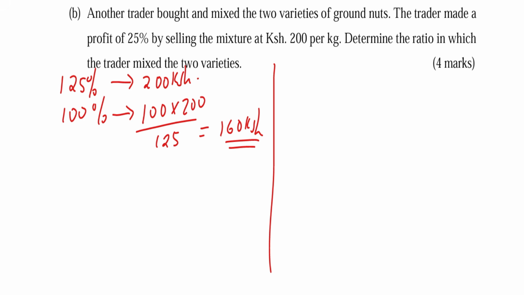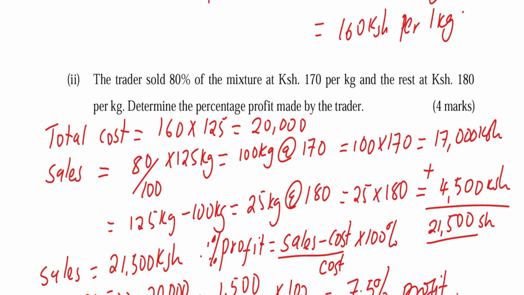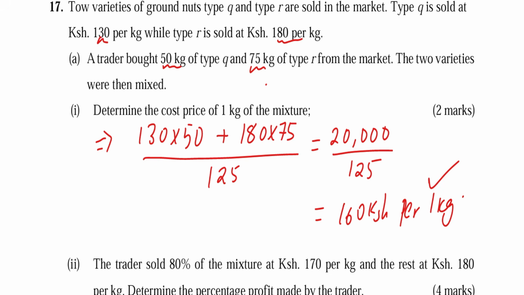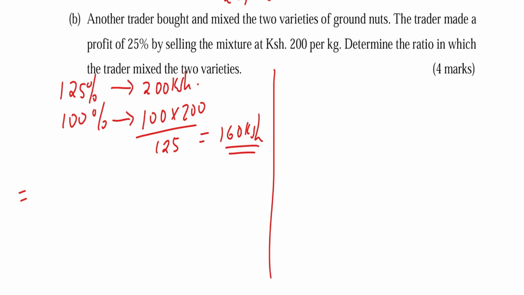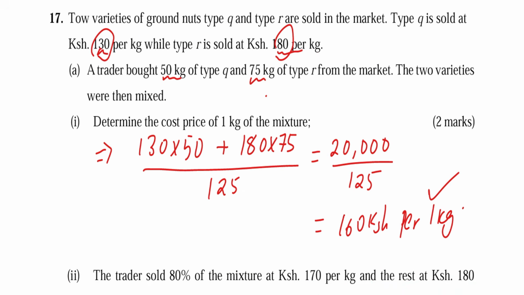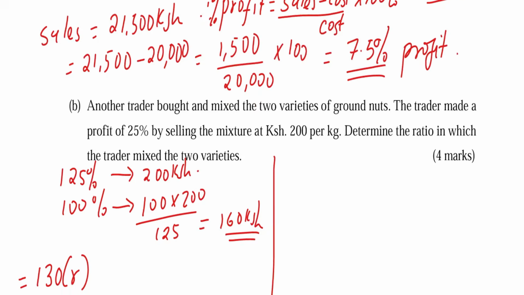So what you did here is you mix two things. You mix type R and type Q. Now, because you need to refer to the first question, for type Q the price was 130 and for type R it was 180. But you don't know how many kgs you mixed. But you know that for type Q, 130, we multiply by the number of kgs, which is represented by Q.